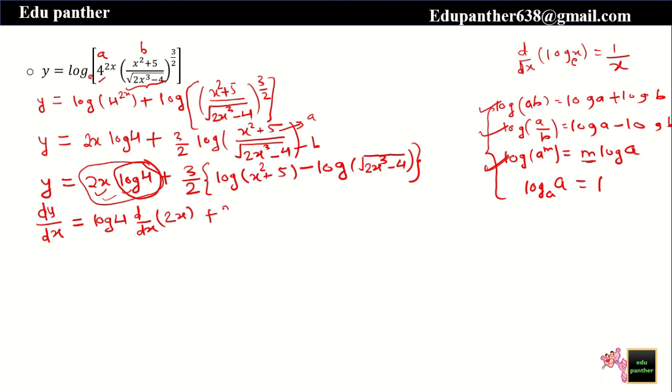Similarly, this 3 by 2 is constant, so as it is, again write this bracket, into the derivative of log of x square plus 5, then minus the derivative of log of root 2x cube minus 4.